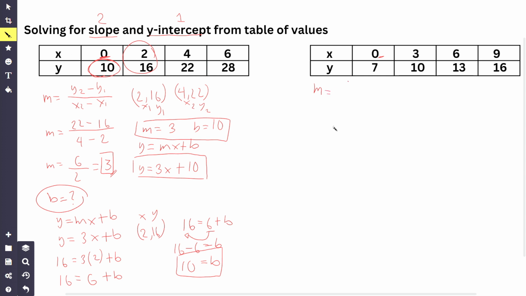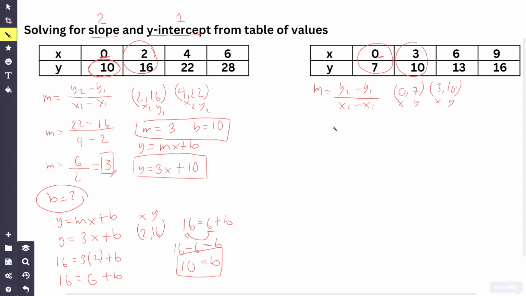Again, what's the formula? y sub 2 minus y sub 1 all over x sub 2 minus x sub 1. Okay, so what do we do next? We select 2 points. Let's say we use this point and this point. Actually, you can select any points as long as you use the formula here. So we have 0, comma 7. Then also we have 3, comma 10. Okay, x, y, x, y.